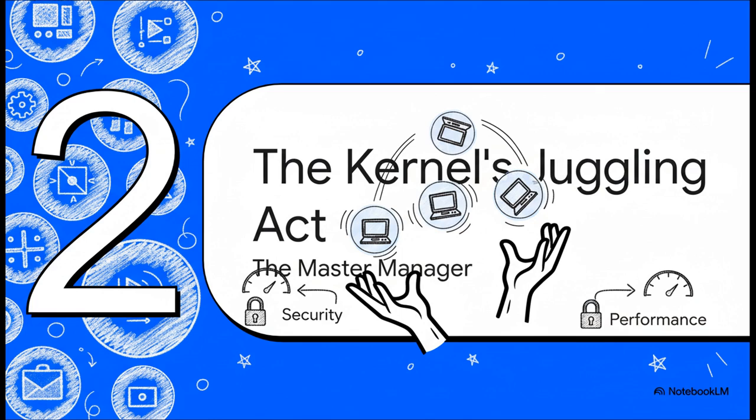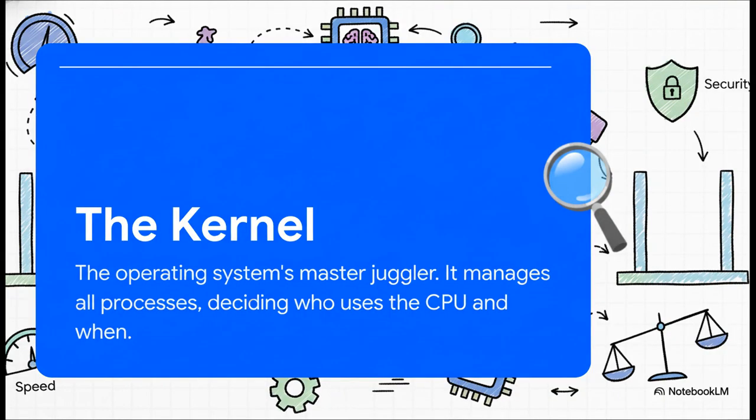Well, that brings us to the master manager of this entire operation. Meet the kernel. Seriously, think of the kernel as the master juggler at a circus. It's the absolute core of your operating system, and its entire job is to keep all of those process balls up in the air at the same time. It's the one that decides which process gets to use the computer's brain, the CPU, at any given millisecond, creating this perfect illusion that everything is happening all at once.